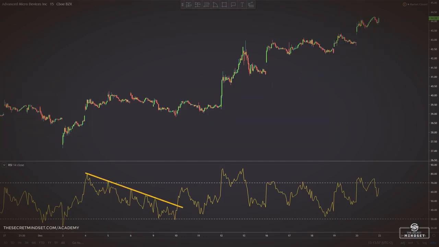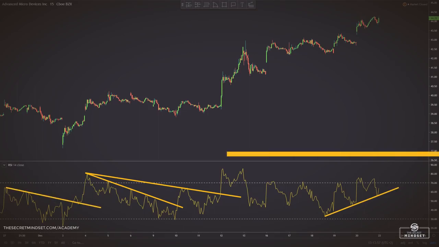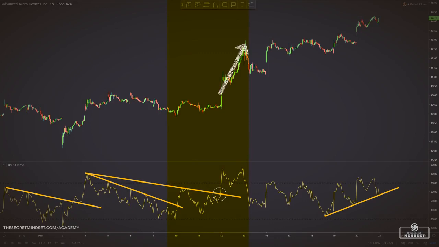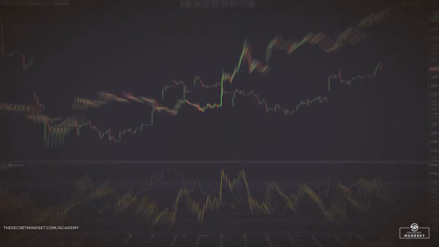By connecting rising swing lows of the RSI in an uptrend or lower swing highs in a downtrend, traders can find trading opportunities with strong risk-to-reward setups. Because the RSI measures the surge in closing prices, when the RSI changes direction and either breaks above or below a trend line, a significant move in price can result.